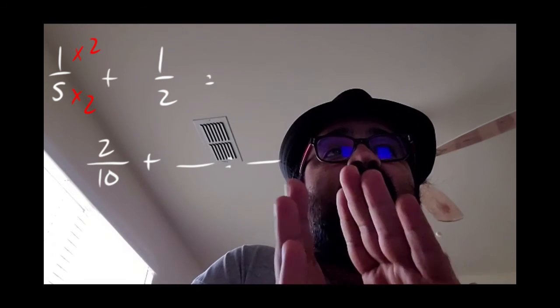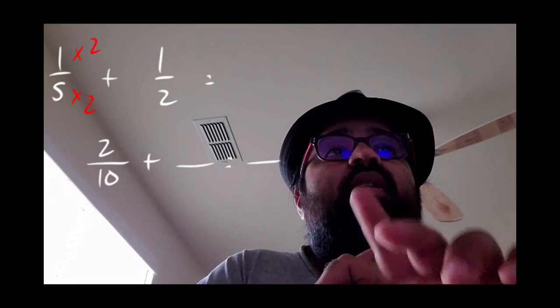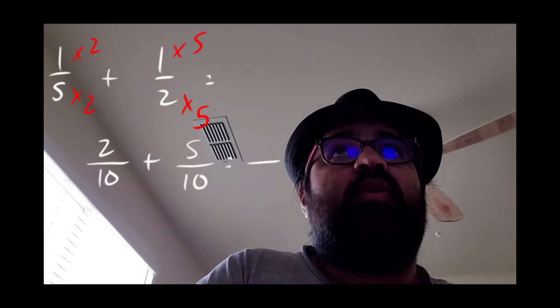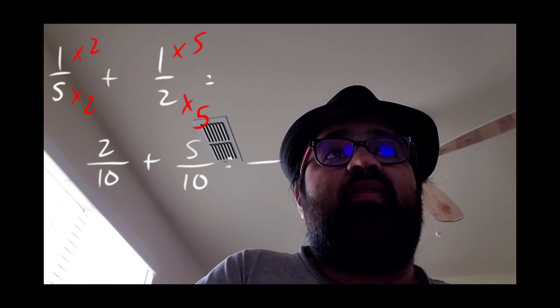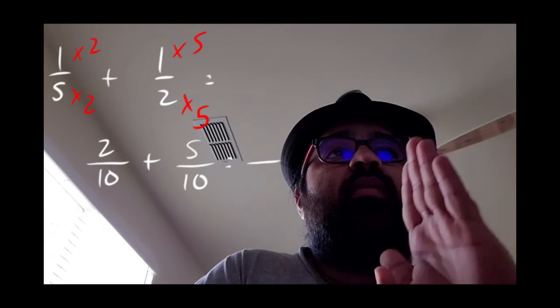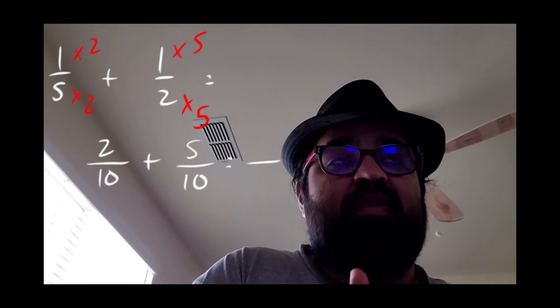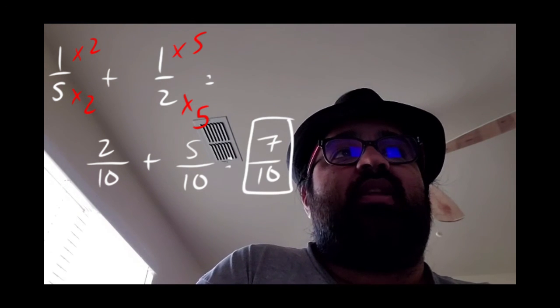Now do the same thing at the top. 1 times 2 equals 2. 1/5 turns into 2/10. Shelve that. Then we have 1/2. 2 times 5 equals 10. Then we gotta do the same thing to the top. 1 times 5 equals 5. 1/2 turns into 5/10. Bring it back. 2/10 plus 5/10 equals 7/10. You got it.